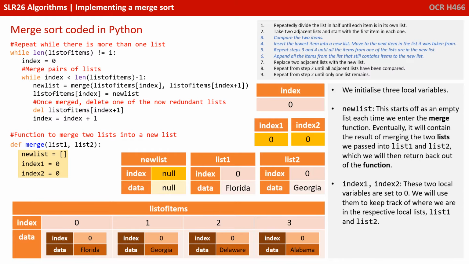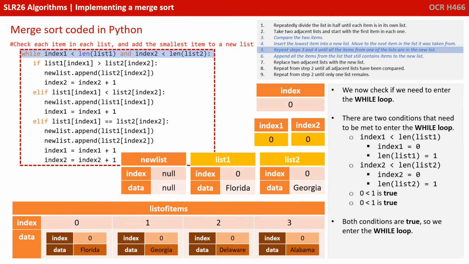So inside the merge function, we initialize three local variables. New list, and this starts off as an empty list each time we enter the merge function. Remember, eventually it will contain the results of merging the two lists we passed in, list 1 and list 2, which will then be returned back out. And we also initialize index 1 and index 2, two local variables set to 0, and we're going to use those to keep track of where we are in the respective local lists.